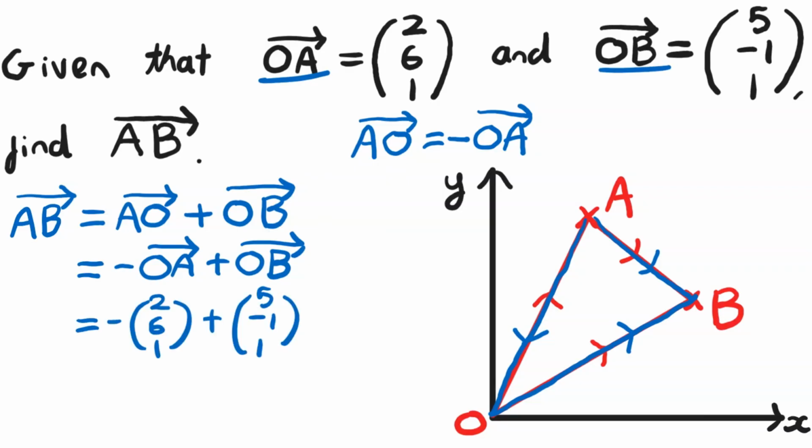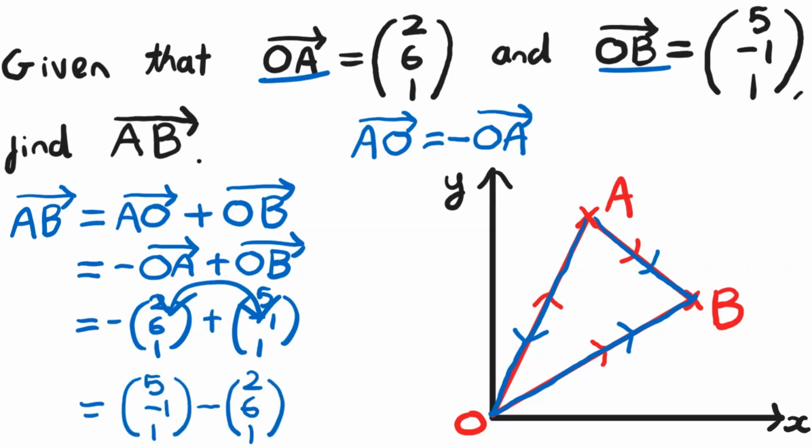So it becomes minus, because we have a minus here, remember, this 2 6 1 plus 5 minus 1 1. When you have a minus like this in the front, what we're just going to quickly do, which is easier, is to switch these two terms around. So it now becomes 5 minus 1 1 minus this 2 6 1. So we have this minus in between the two vectors here.